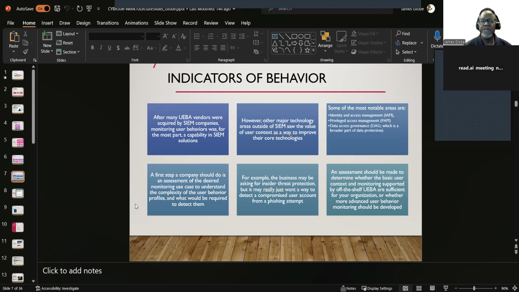UEBA brought about improvements in identity and access management, improvements in privilege access management, especially the misuse of privilege accounts due to them getting compromised, and data access governance, because you begin to see in the normal day of responsibilities, certain job functions or roles then need to have such widespread access to company data or sensitive information.